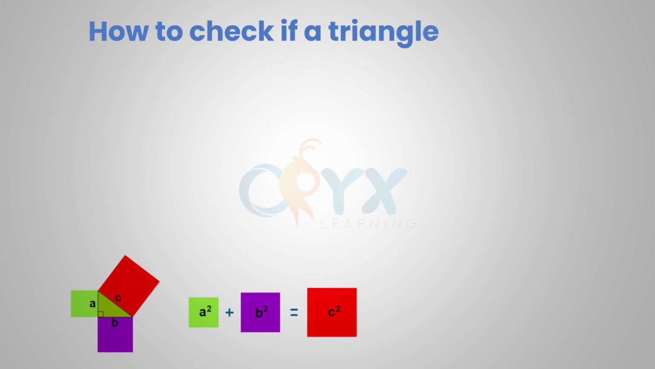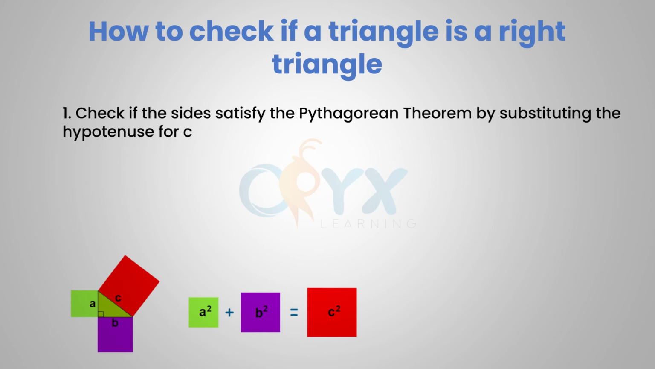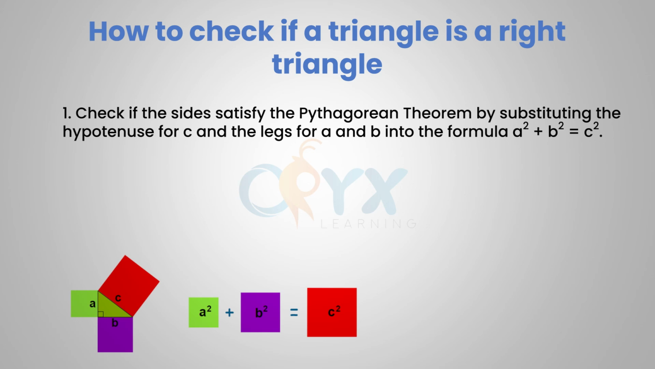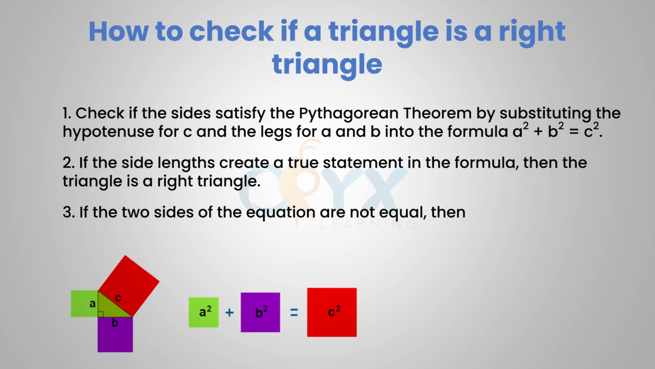How to check if a triangle is a right triangle. Check if the sides satisfy the Pythagorean theorem by substituting the hypotenuse for c and the legs for a and b into the formula a squared plus b squared equals c squared. If the side lengths create a true statement in the formula, then the triangle is a right triangle. If the two sides of the equation are not equal, then it is not a right triangle.